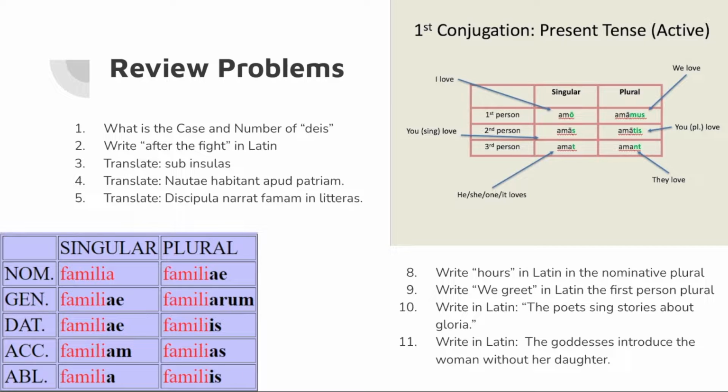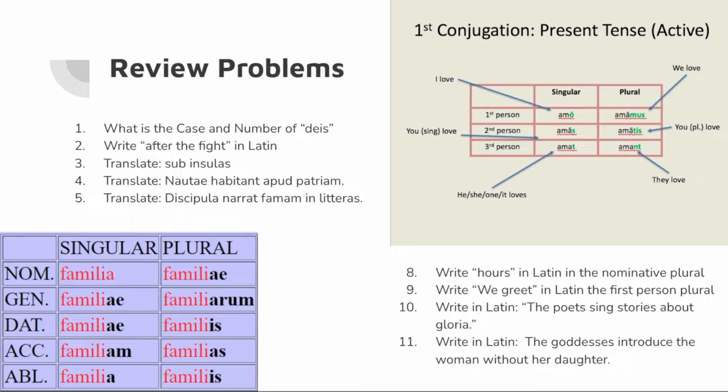Because the third person plural is they sing. So how do we make canto end with -nt? It will be cantant, since the O has to change to an A, C-A-N-T-A-N-T. So it's poetae cantant, and then stories. Fabula means story, but it has to be accusative because it's the direct object, and must be accusative plural since it's stories. So it would be poetae cantant fabulas.